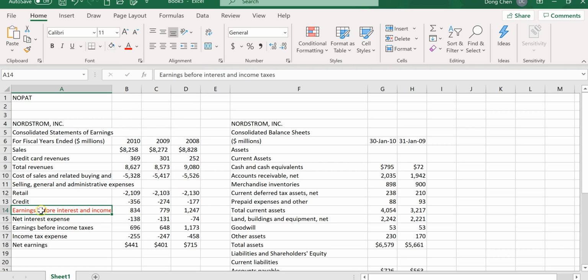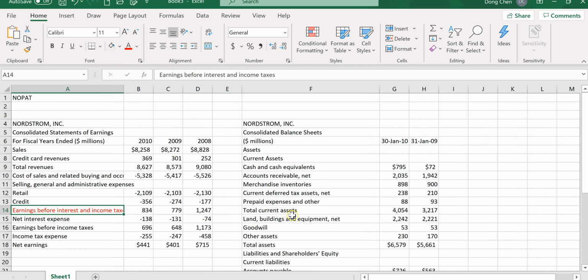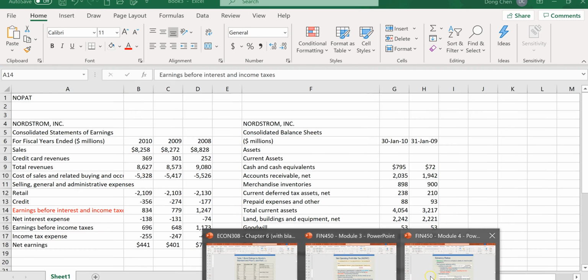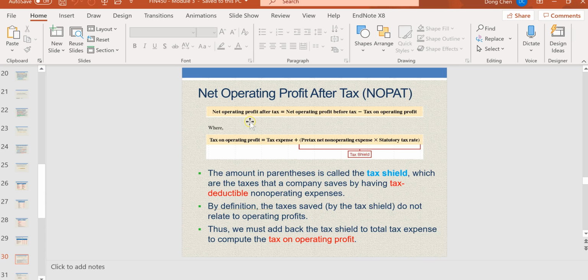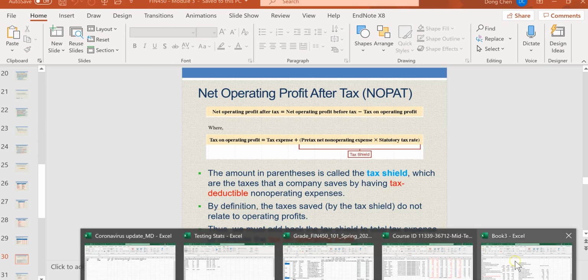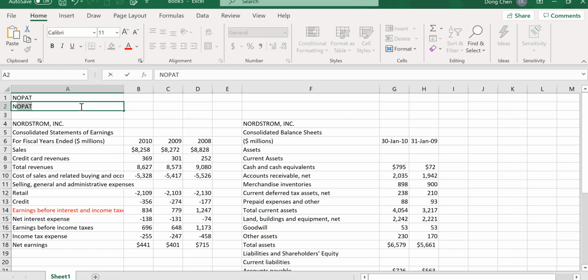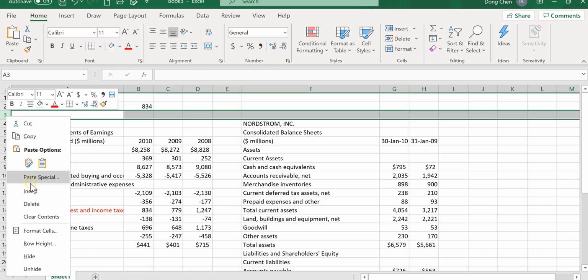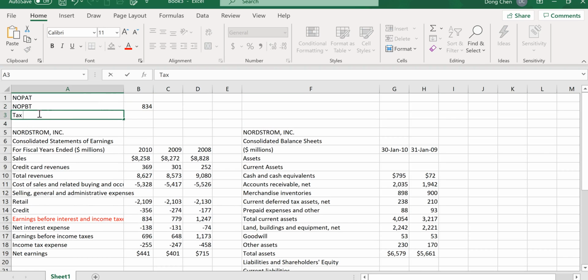We need this earnings before interest and income taxes, which is basically the net operating profit before tax, right? So let me copy that number, NOPBT. This is basically the EBIT. And then we need more space. And then tax. And then we calculate the tax on operating profit.